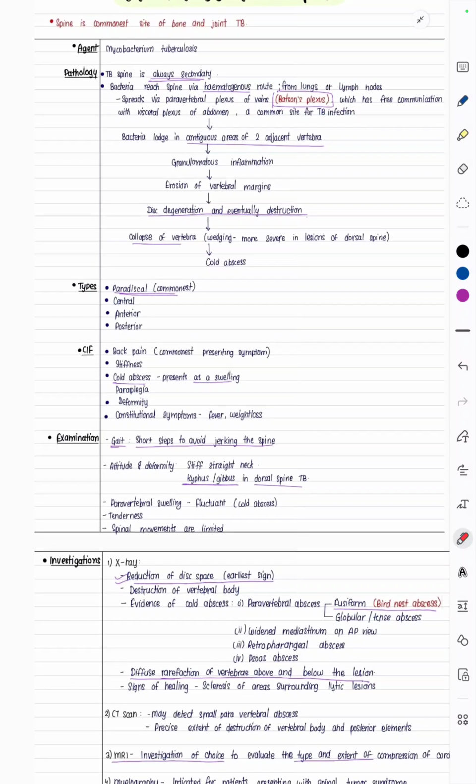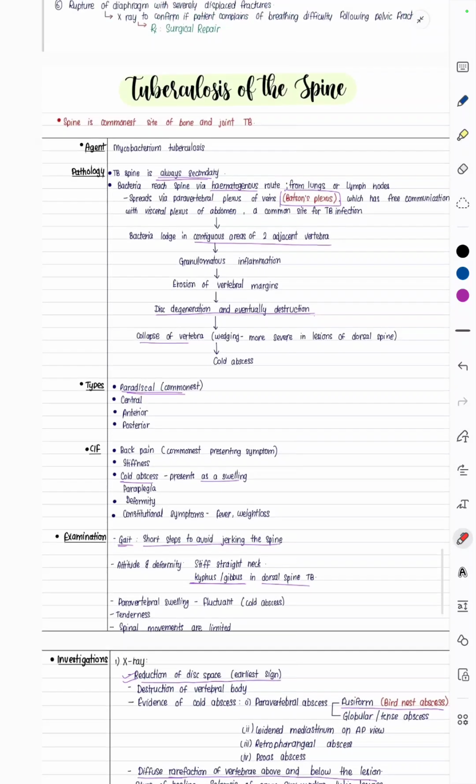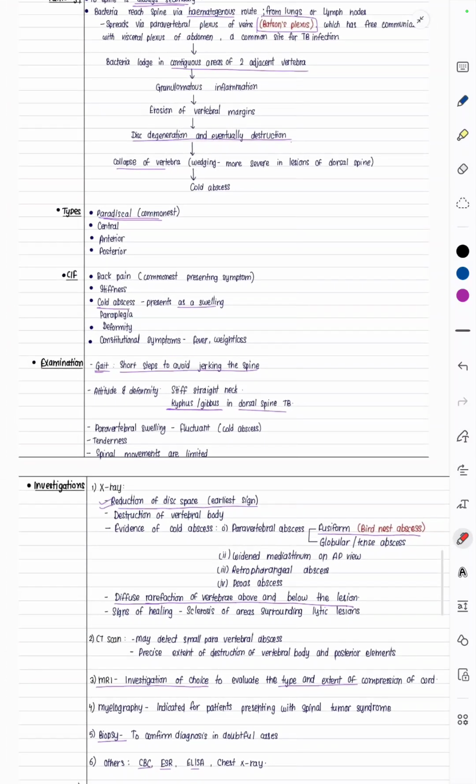The types of it: paradiscal type is the most common type of tuberculosis of the spine. Then the clinical features: there is back pain, which is the presenting complaint, stiffness, cold abscess, which presents as a swelling, paraplegia, deformity, and constitutional symptoms like fever or weight loss.